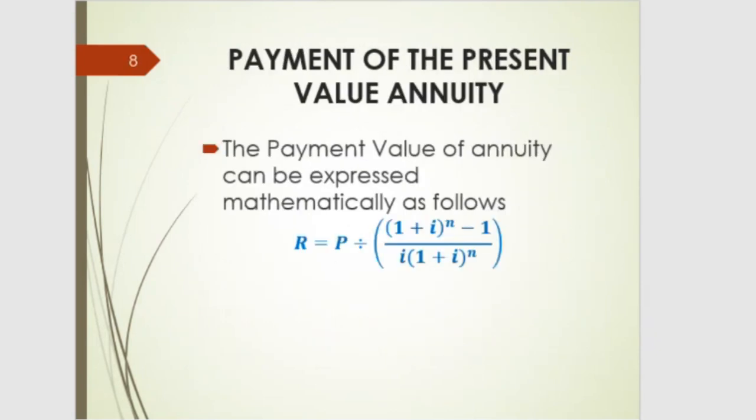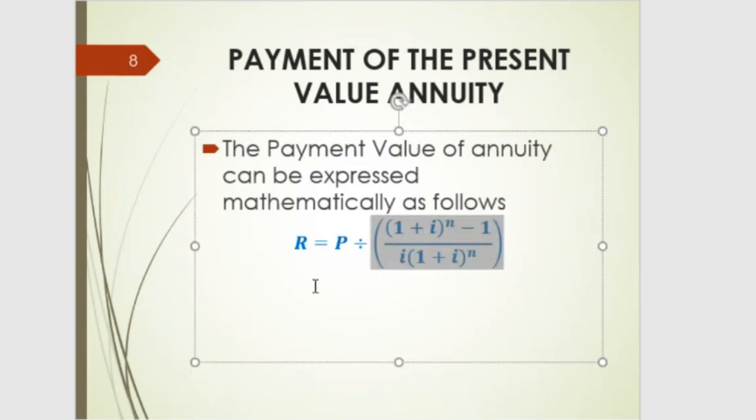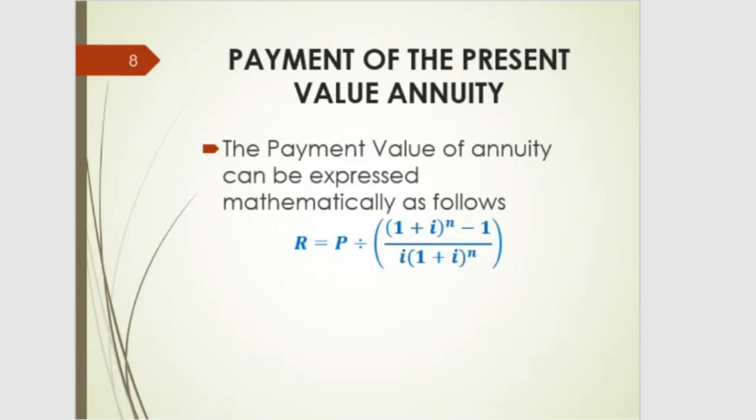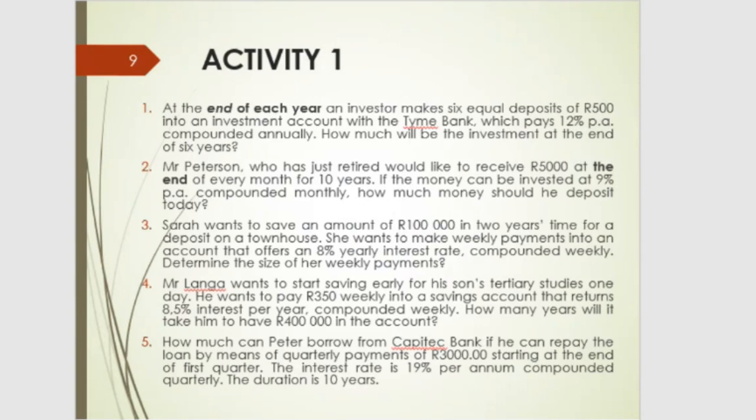So for the payment of the present value, you just divide left and right by this other portion here, then you swap them around, and you get R equals P divided by that. That is the formula to calculate the payments, if they ask you to find what would be the monthly or weekly payments. Okay, so we did this activity here, all of them.